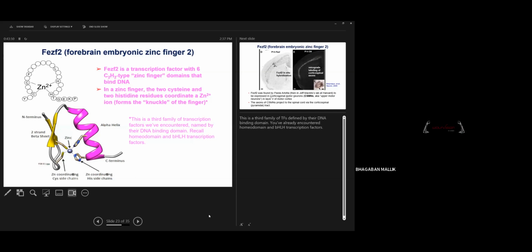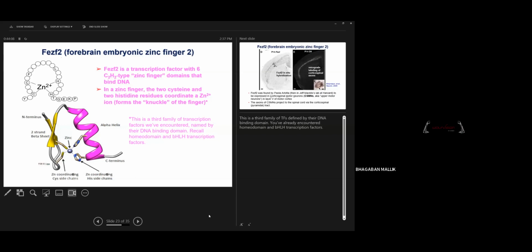So showing the 1, you have the alpha helix in the C terminus and you have the 2 beta strands in the N terminus. And this alpha helix has two histidines, which make coordinate bonds to the zinc.